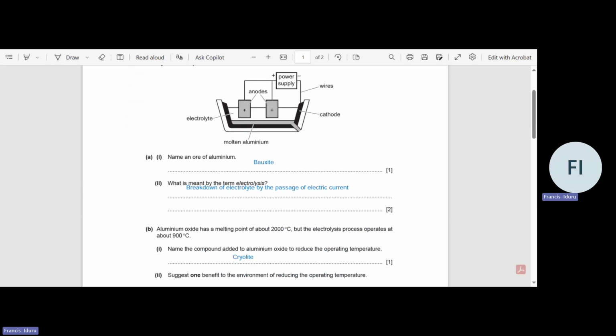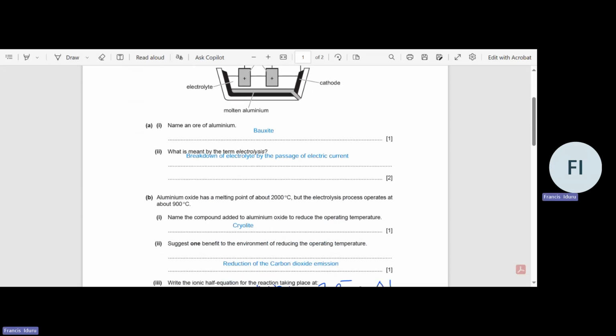So what is meant by the term electrolysis? This is a two-mark question, and the marks are divided into two by definition. Breakdown of electrolyte is 1 mark, but the passage of electric current is also 1 mark. So it must be fully defined. And in chemistry, we don't tell stories. We just write the point and then you score your mark. Telling story is a waste of time and space and energy.